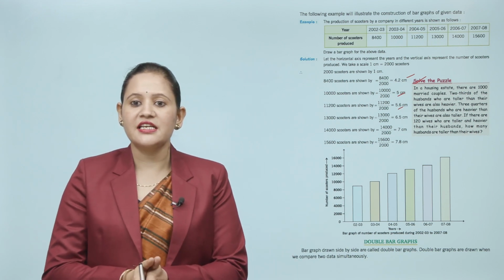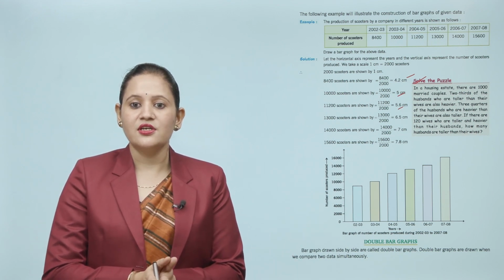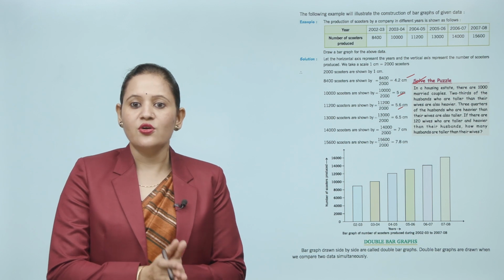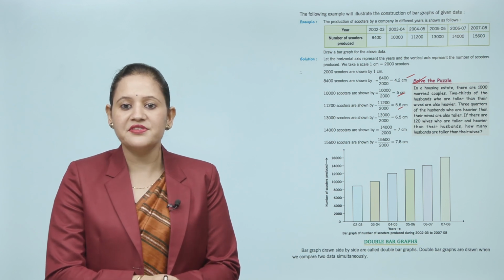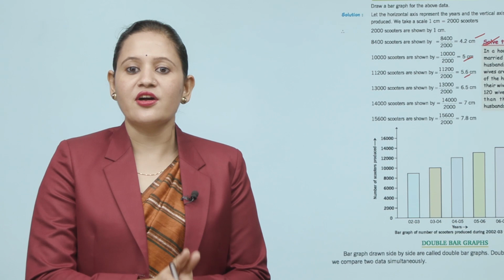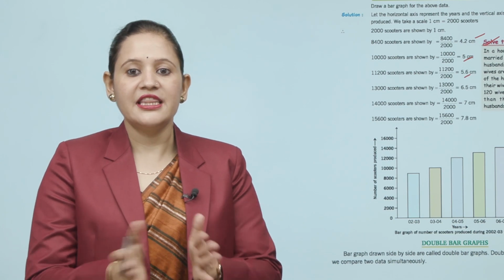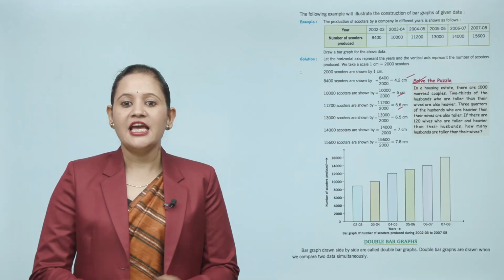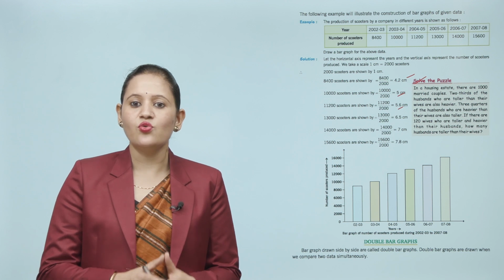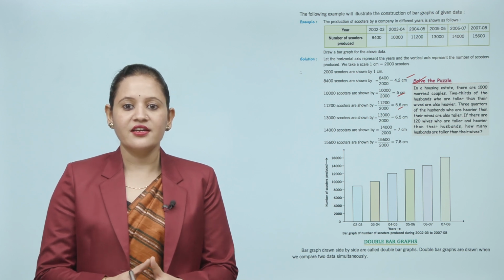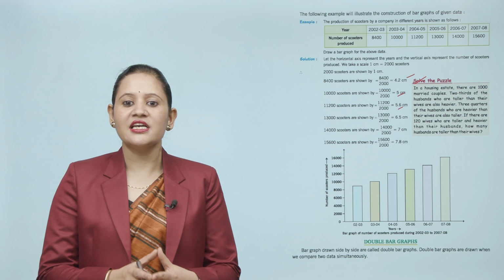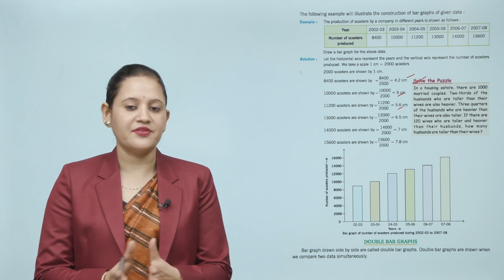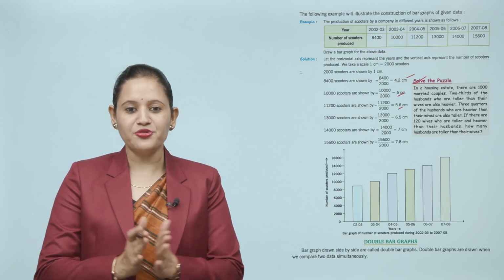In a housing estate, there are 1,000 married couples. 2/3 of the husbands are taller than their wives and also heavier. 3/4 of the husbands who are heavier than their wives are also taller. If there are 120 wives who are taller and heavier than their husbands, how many husbands are taller than their wives? This is a puzzle. You have to try this.